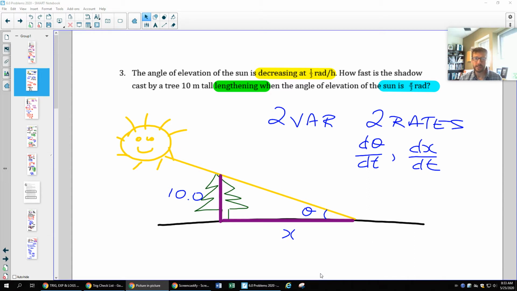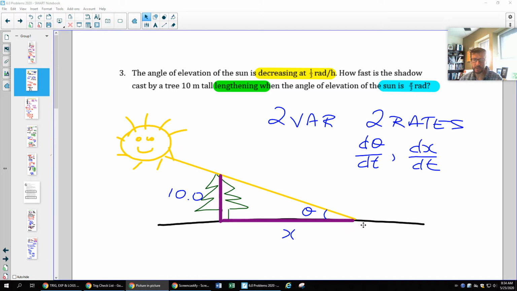So the angle of the sun is a variable, and the length of the shadow is a variable, but the tree is going to stay 10 meters tall, which gives us two variables, and we actually have two rates, which is good. We have a change in an angle, decreasing radians per hour, and we have a lengthening shadow. So two variables, two rates, perfect.